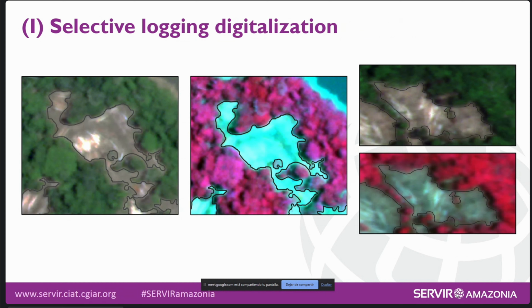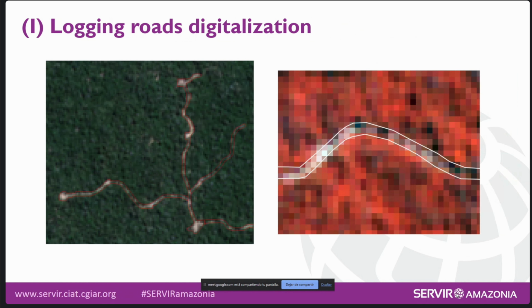Next one, please. Okay, so in this slide, we can see the detail of the SkySat images and the comparison of an RGB SkySat image and a near infrared, red and blue, near infrared, red and green band combination. Next one. And we can see here the digitalization of the logging roads.